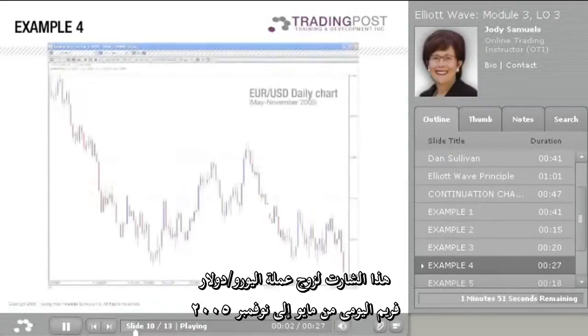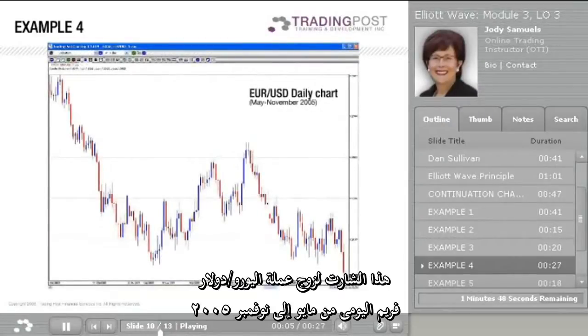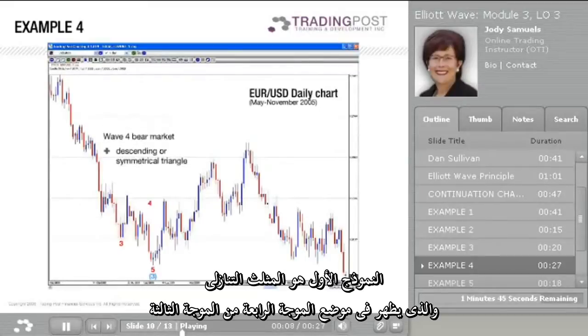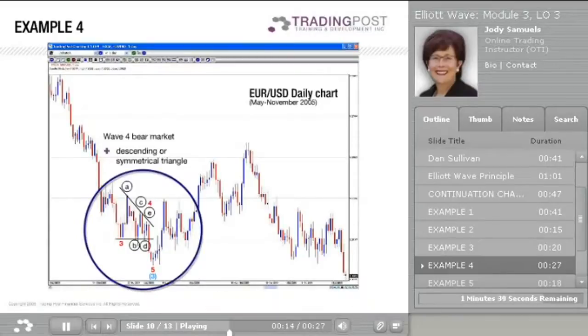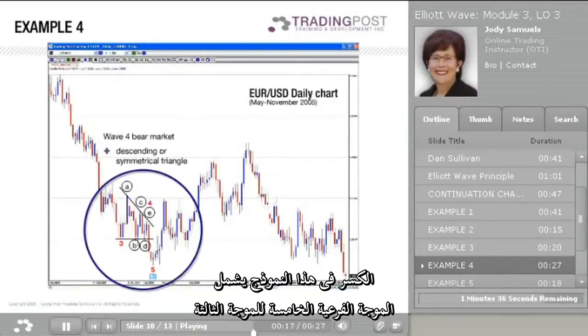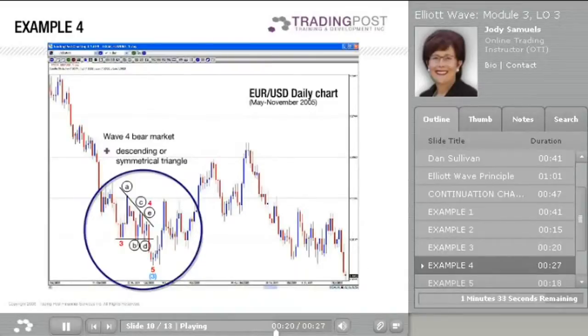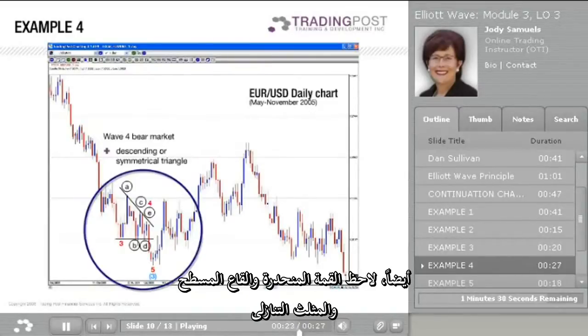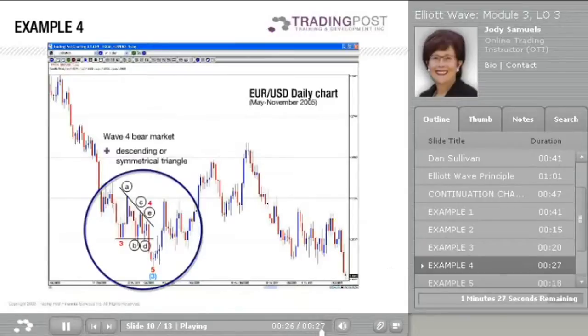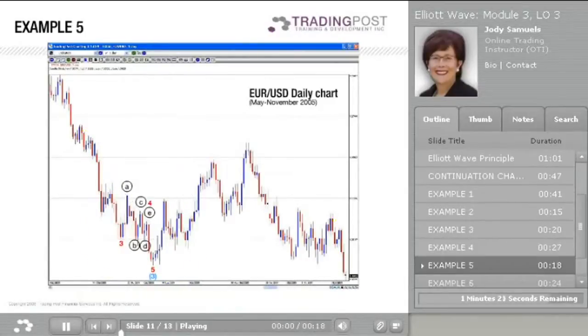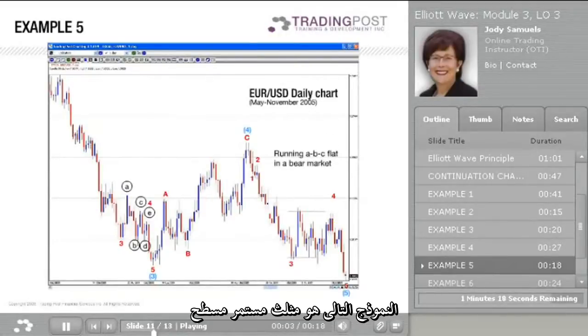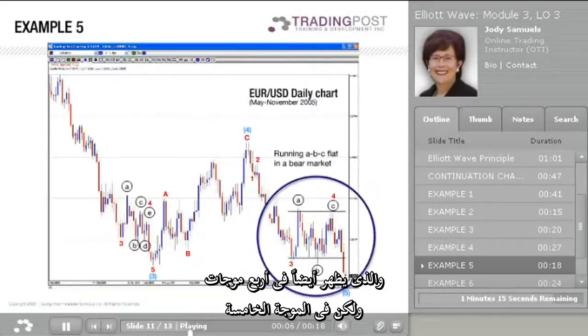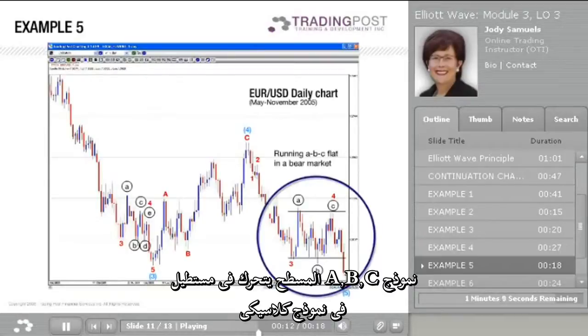This chart is the Euro-USD daily from May to November 05. The first pattern is a descending triangle, which shows up in a fourth wave position of wave 3. The breakout of this pattern concludes the subwave 5 of the wave 3. Also, note the declining tops and flat bottom in the descending triangle. The second pattern is a running ABC flat, which also shows up in the fourth wave position, but in wave 5. The running ABC flat is akin to a rectangle formation in classic chart pattern analysis.